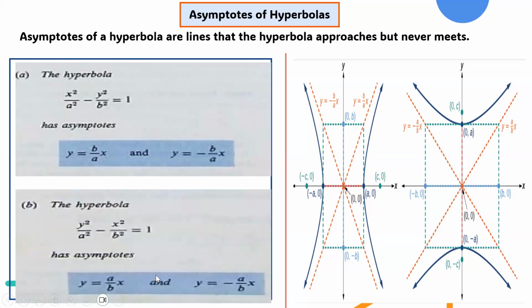The asymptotes are going to be y equal to b over a x, and y is going to be equal to minus b over a x. So when the minus sign is in front of the y, we'll have our b values as our numerator and our a values as our denominator. And when the minus sign is in front of our x value, or x squared, our a will be our numerator and our b will be our denominator.